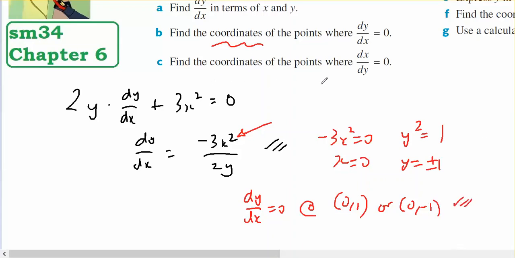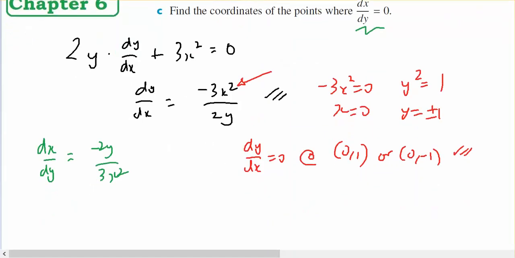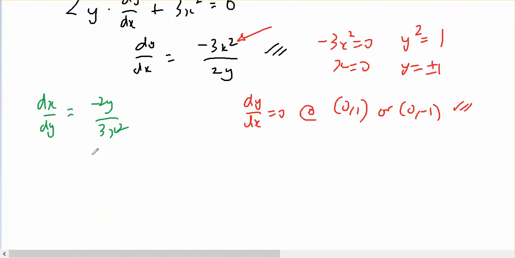Looking at part C, I want to find when dx/dy is equal to 0. So dx/dy will equal 2y on top of 3x squared, and the same logic applies. That's only going to equal 0 when the denominator is equal to 0. Sorry, when the numerator is equal to 0, and that's going to be when y equals 0.